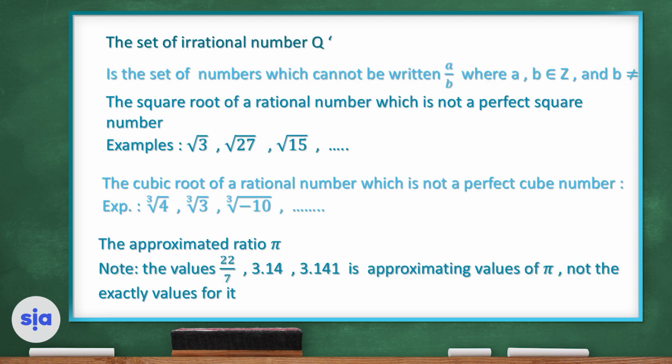The approximated ratio of pi. Remember that the values of pi, which are 22 over 7, 3.14, 3.141, are approximated values of pi, not the exact value of pi.